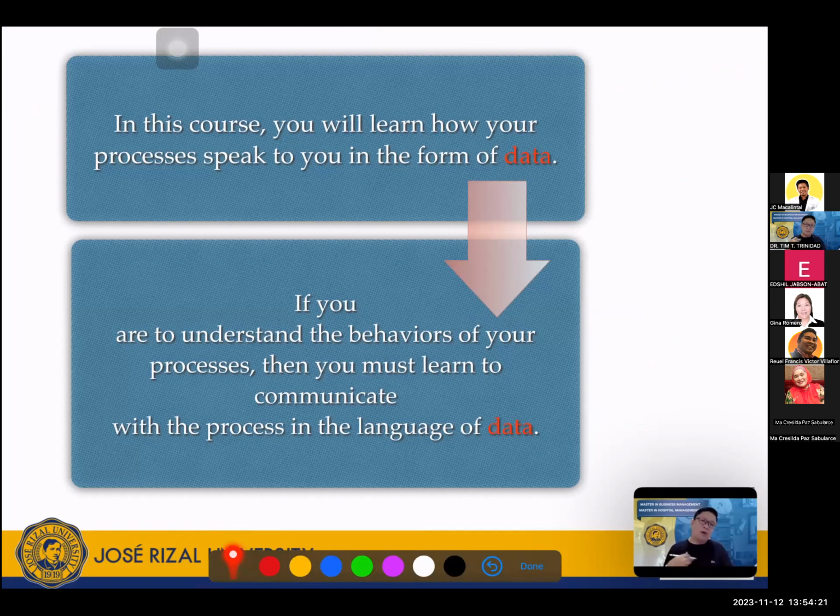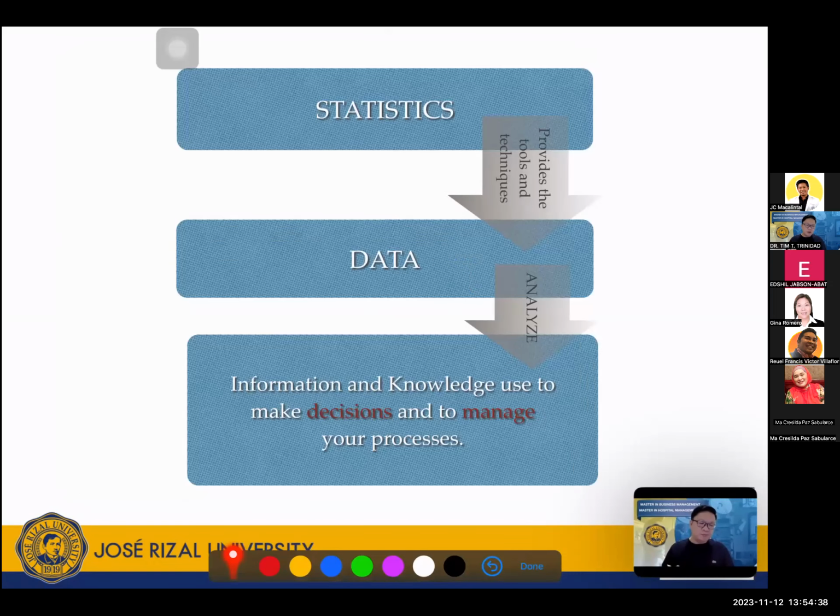We will talk about numbers, nothing else. So we will communicate with numbers. This will be the language of our discussion. And as well as with the proceedings of your research, you will talk about data, nothing more. In terms of statistics, this will provide you the tools and techniques in order to process your data, and eventually you can analyze it.